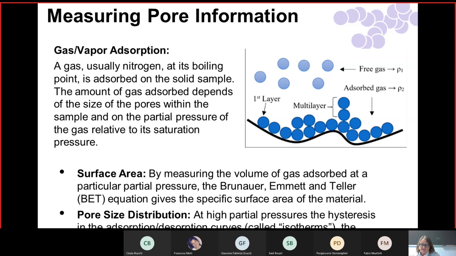And based on that, the Kelvin equation, or the Barrett-Joyner-Halenda equation, which I will not go into great detail on, can be used to calculate pore size distribution. It tells us how many pores, or what volume of pores, are in each size range. And from that, you can get things like the average pore volume. So this is a powerful technique.